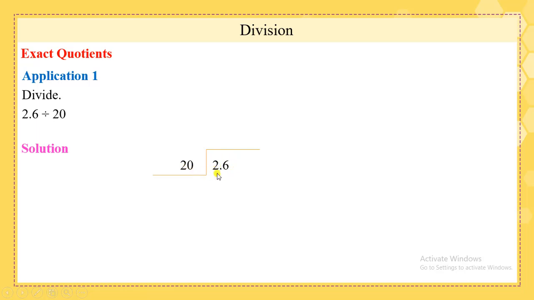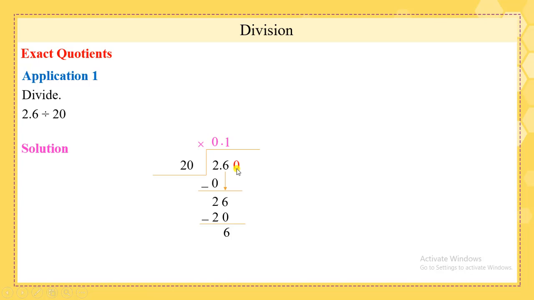Now divide 2 by 20. How many 20s do we have in 2? We have 0. 0 times 20 is 0. Subtract, 2 minus 0 is 2. Before we move to the decimal part, take the decimal point and put it up in the quotient. Bring down 6. Now 26 divided by 20 is 1. 1 times 20 is 20. Subtract. It is 6. Our division is not done yet.